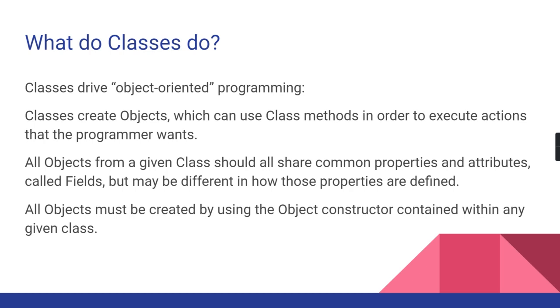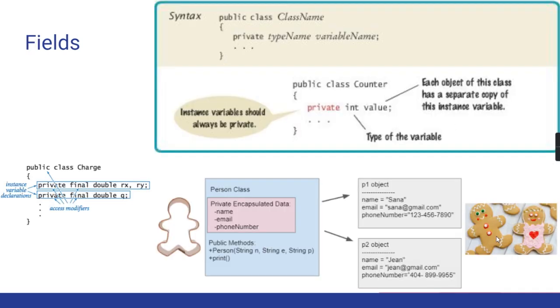Classes contain three different things: fields, or what's called private instance variables, a constructor, which is how you construct your object, and then methods, which is how you do things using your object. And I'll get to each of those.